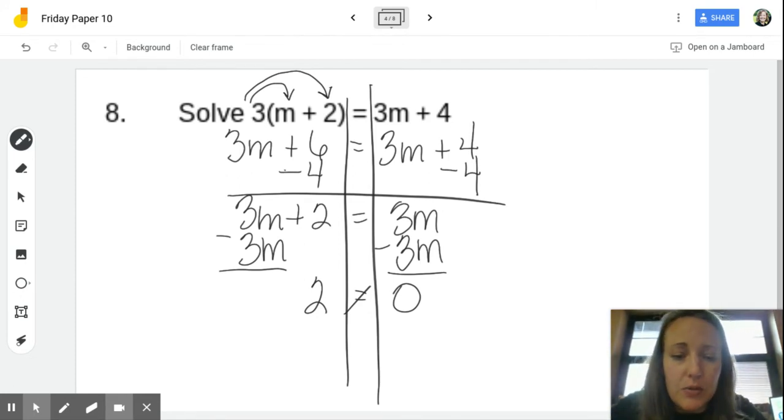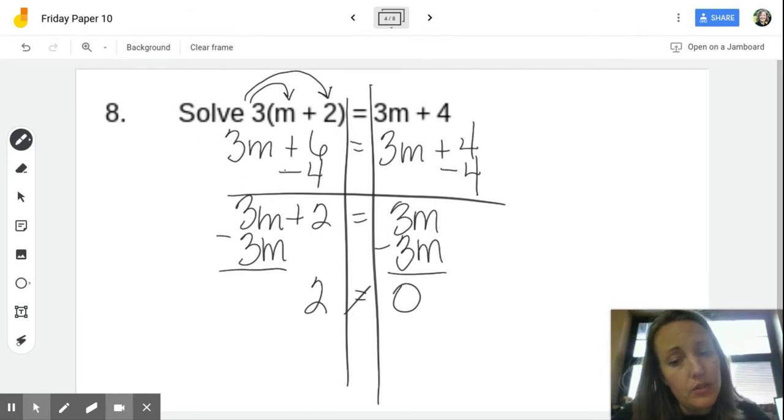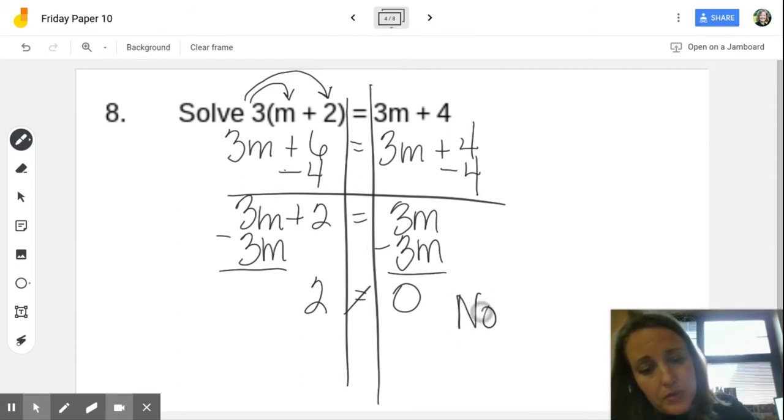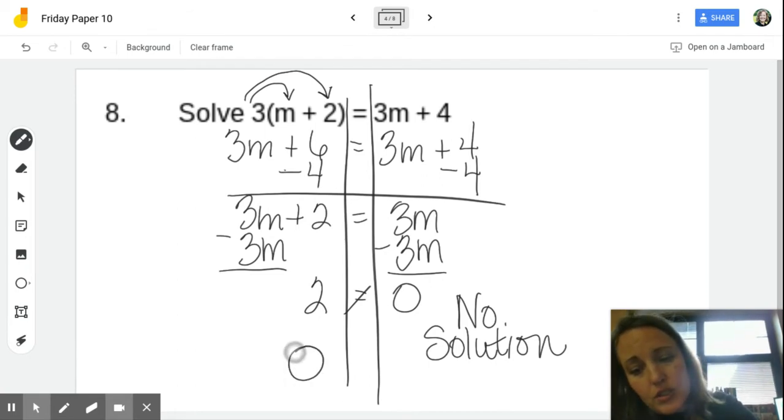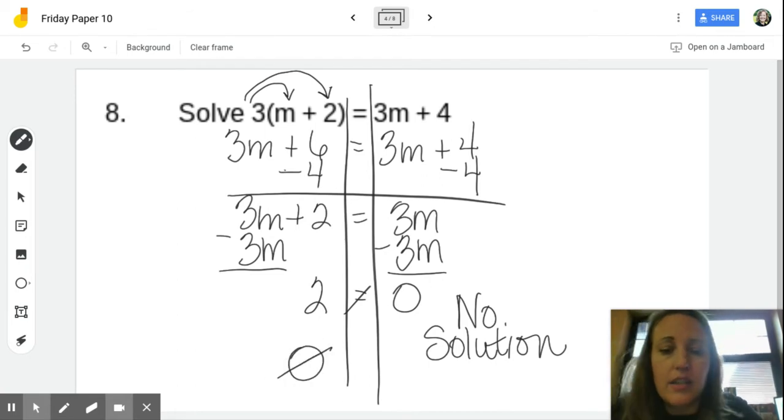2 does not equal 0, right? It's a false statement. Like the last one was a true statement, X equals X. This is false. When you get a false statement, that means there's absolutely nothing that you could put in for that variable in order to make it true. So it's no solution. And the shorthand of that is this 0 with the line through it.